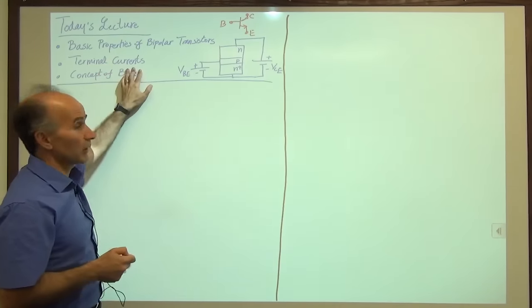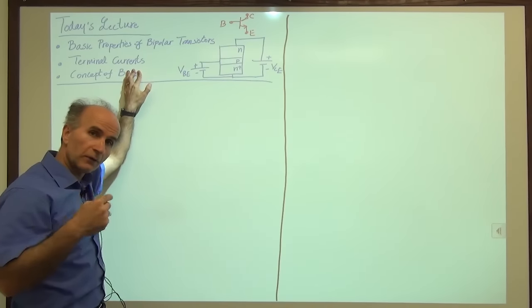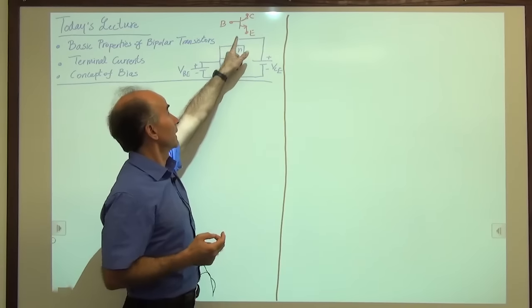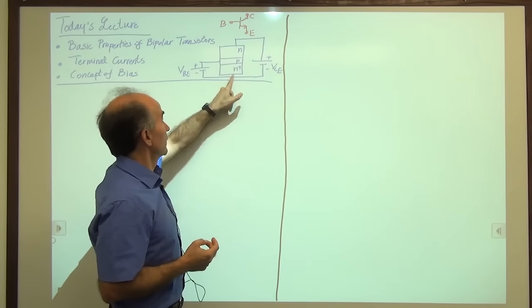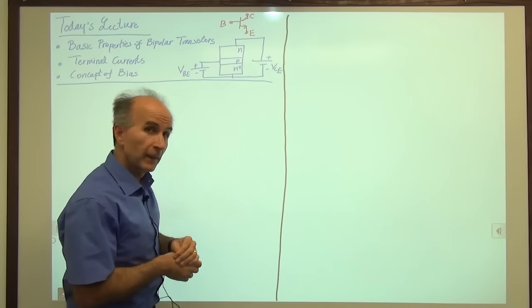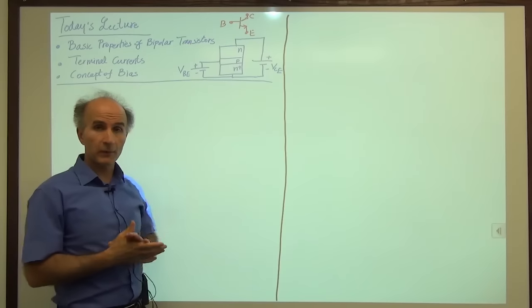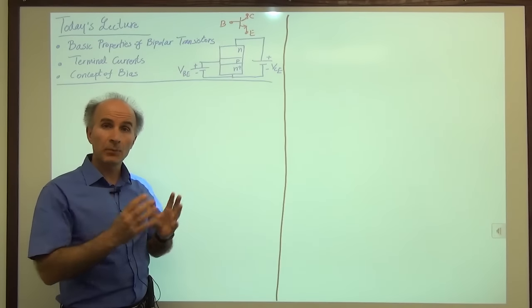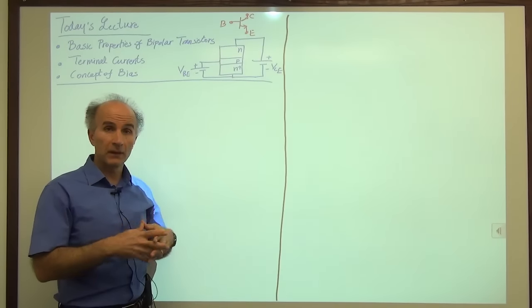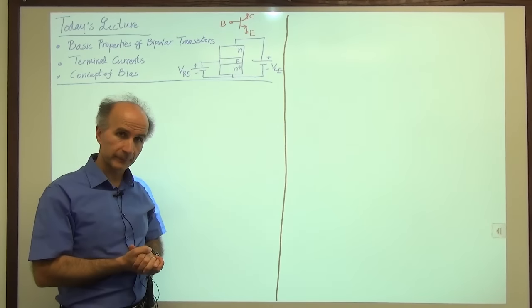Then we look at terminal currents. Terminal currents simply means the currents flowing through the three terminals. We have a collector terminal, an emitter terminal, and the base terminal. We would like to have equations for these. And then we would like to talk about the concept of bias, which is a key principle behind building many of these circuits that we will study in this course.